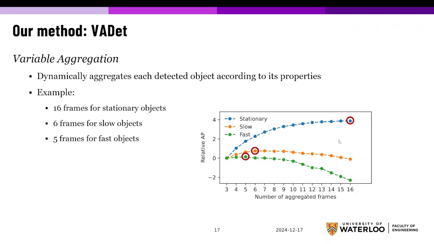And just to give an example from the previous example, one way to dynamically aggregate those objects to achieve optimal performance is, for example, we do 16 frames for stationary objects, 6 frames for slow objects, and 5 frames for faster objects. Of course, this curve will look different depending on what architecture you're using, and it may even look different with different initialization, different training runs. So this will need to be dynamic and need to adapt to different architecture and different instantiation of the model.